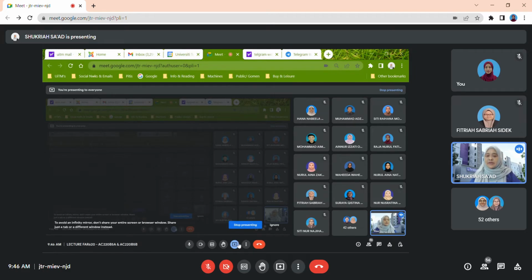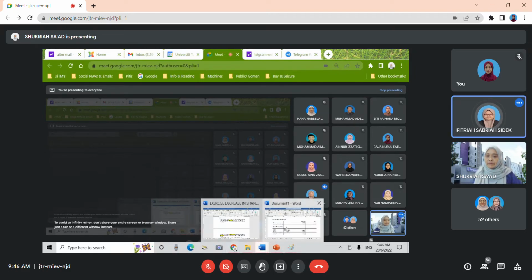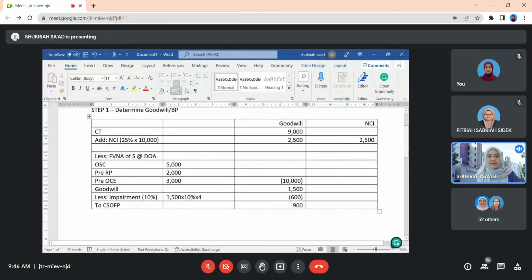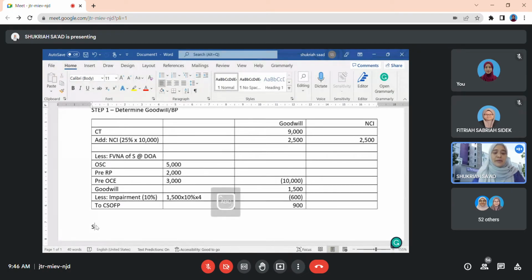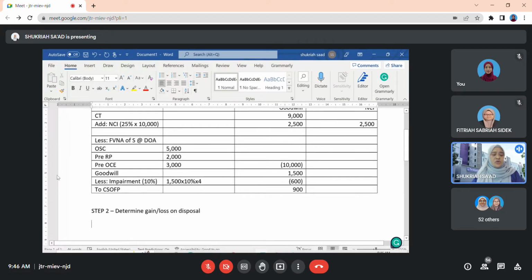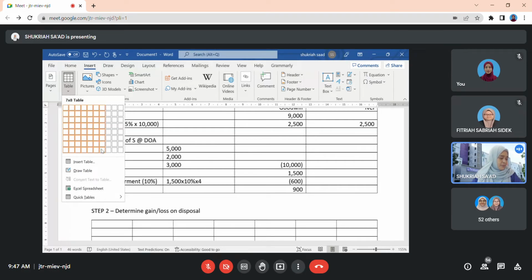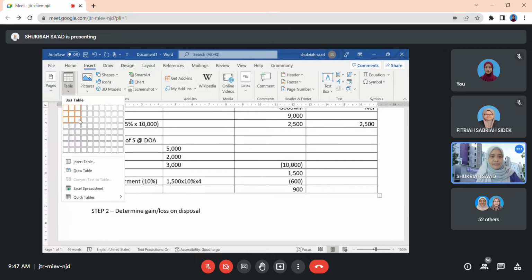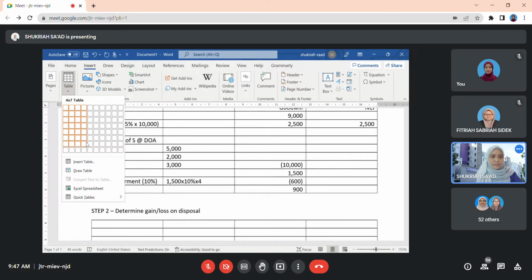Okay, Assalamualaikum. Shall we proceed? Yes, madam. Okay. Alright. So I've done with determine goodwill. Next, okay, the calculate block, determine gain or loss on disposal. Okay, should be step number 2. Okay, determine gain or loss on disposal. Okay, so gain or loss on disposal should be berapa punya ni? 3, 4.